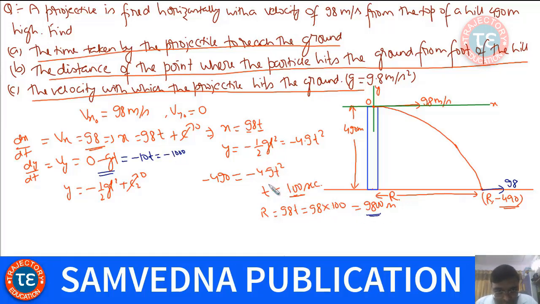I think I have committed a mistake. That's why it is such a high value. In fact, this is t square, and t will be 10 second. Got the point? This t is 10 second. So this is 980, and this will be 100. So 98 on this side and 100 on this side.